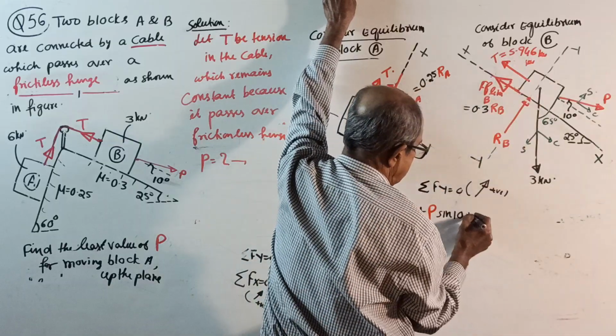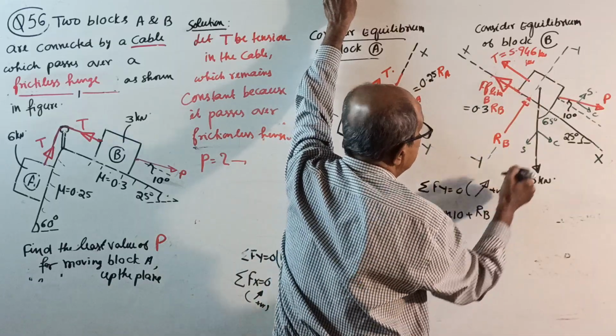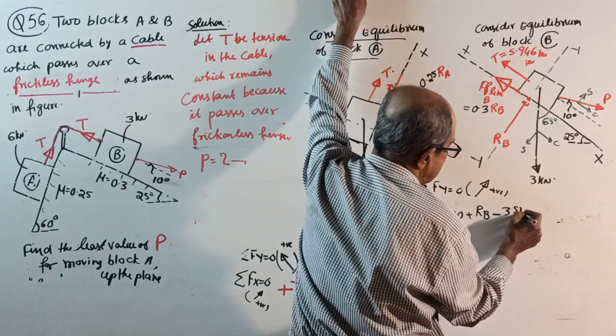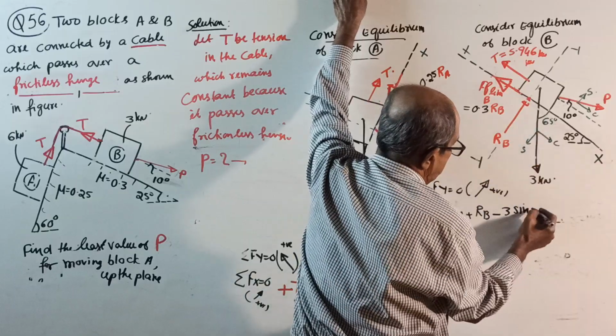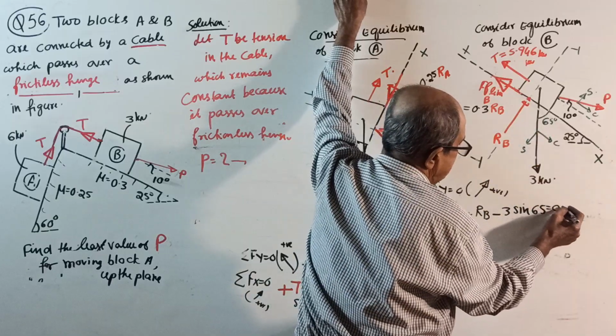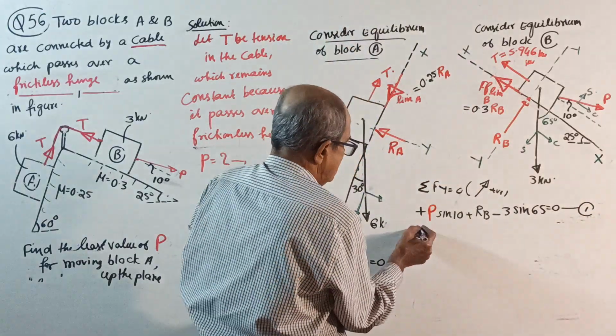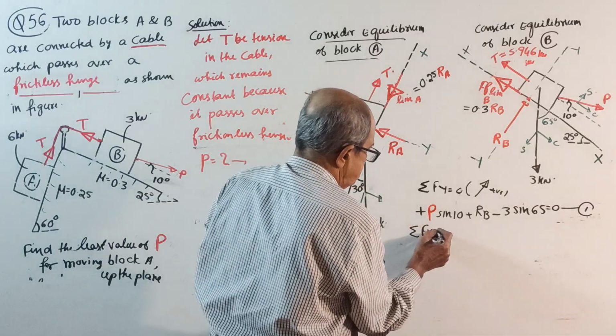plus RB minus 3 sin 65 equal to 0. You call equation number 1. You simplify it. Then sigma Fx equals 0.